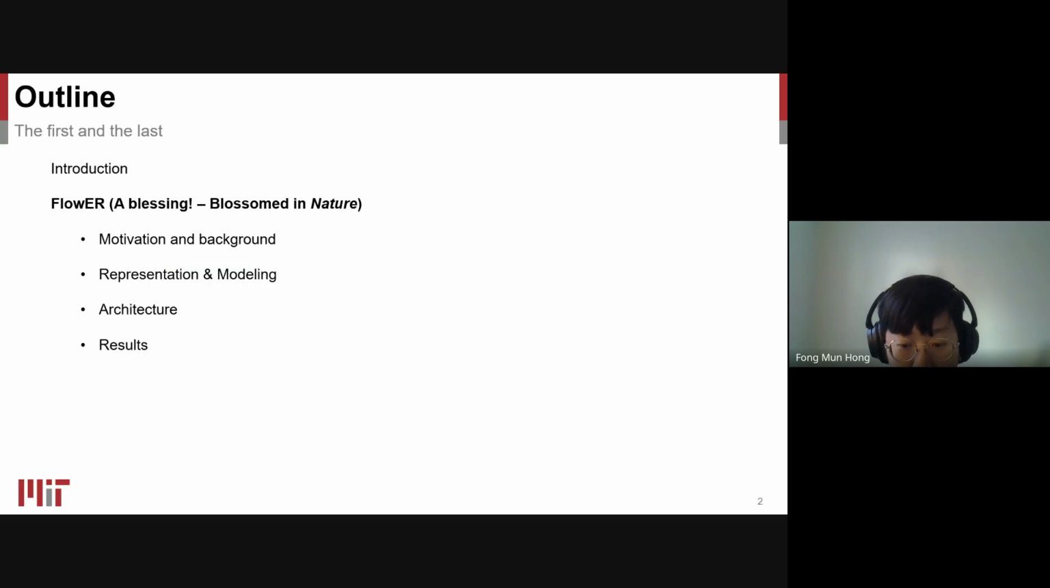So an outline of what I'll be covering today. We'll go over some of the motivation and the background of building Flower. And then we'll talk a little on representation and modeling, and then maybe some about the architecture and also discuss the results that we got from Flower. Cool. So let's start with the motivation and background.